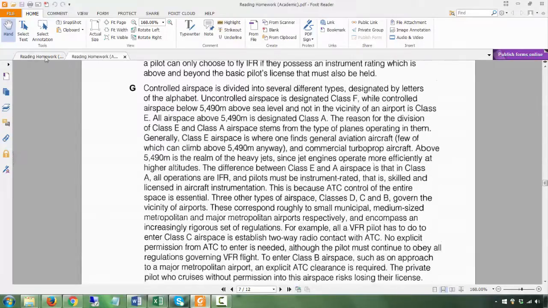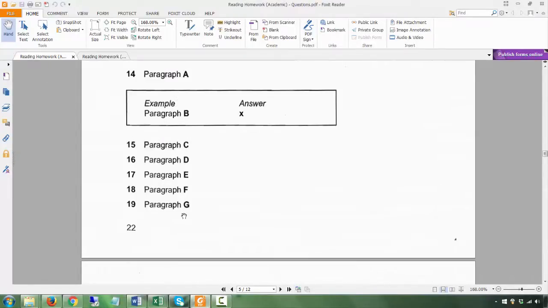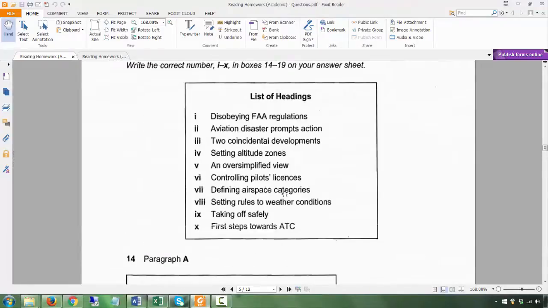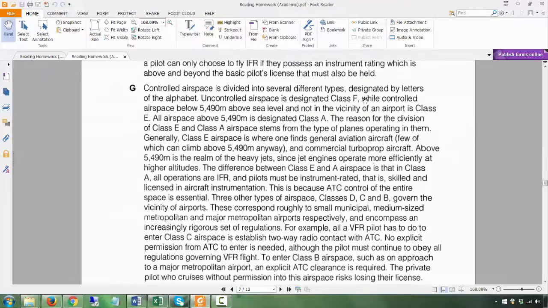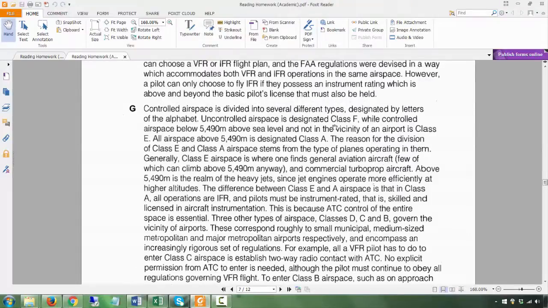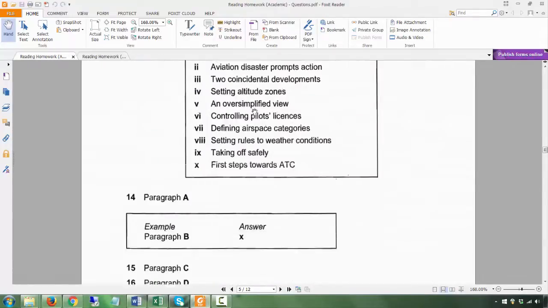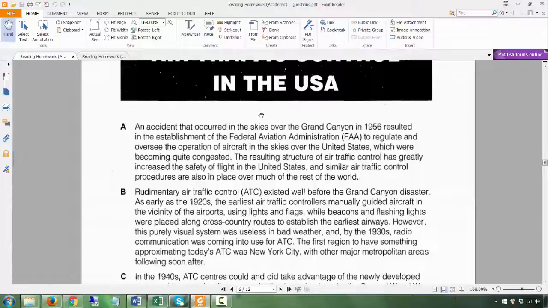And G, the last paragraph here would be 7, defining airspace categories. Okay, so here you have categories, class A, B, C, D, E, etc. Okay, class and category has pretty much the same meaning. So again, it's dividing it into different zones and different categories, because here you have category A, B, C, D, E, F. Okay, so that is it.